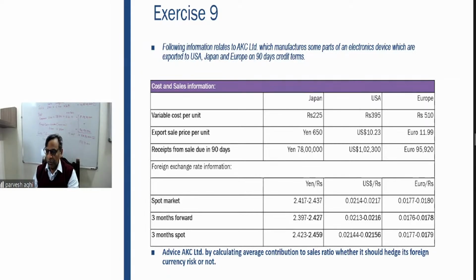And mind you, all the quotes are given in indirect manner. So it is 1 rupee is equal to so many yen, 1 rupee is equal to so many euros. So it is not like US dollar is equal to what, $80 or whatever. It's not that. It's just the opposite. Okay. So it's in the indirect quote. Similarly, rupee is also indirect.